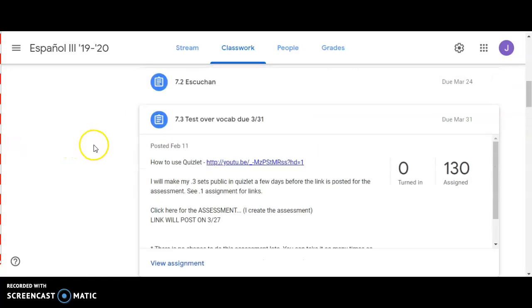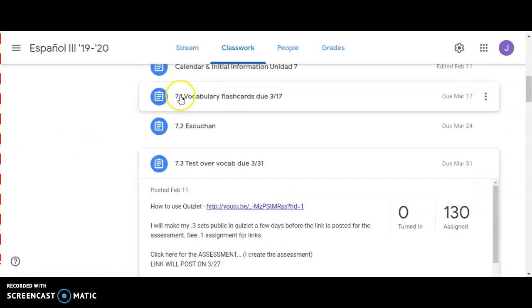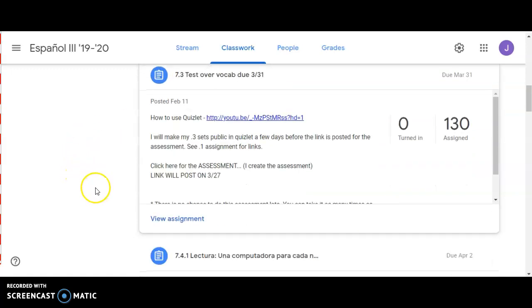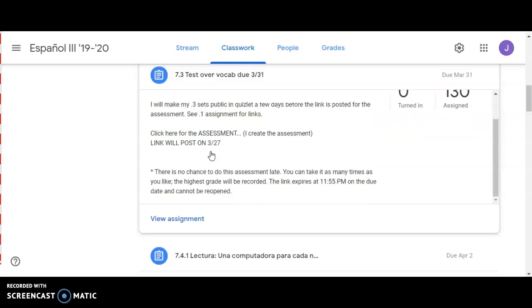Then this one, the 7.3 test over the vocabulary, remember, I will have already posted my flashcards, so you could have reviewed those, and then you have a window of opportunity for this one. If you don't make it during that window, the link will not be reopened. You only get one chance. Actually, you get multiple chances, but you have to take it within that window.